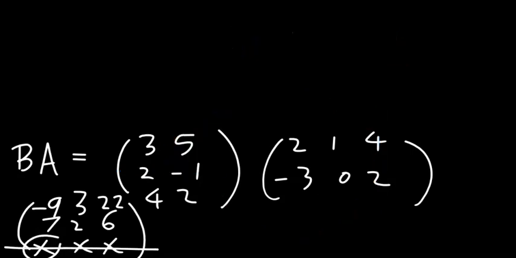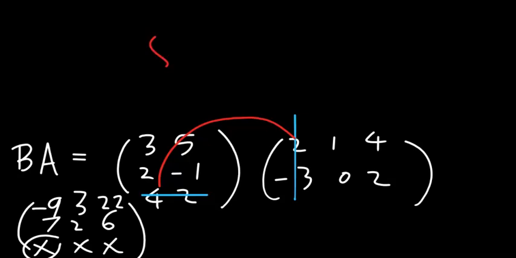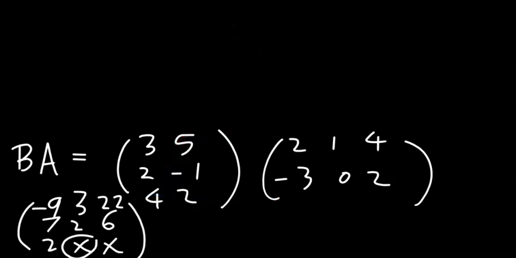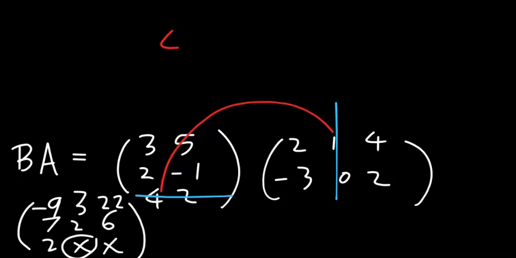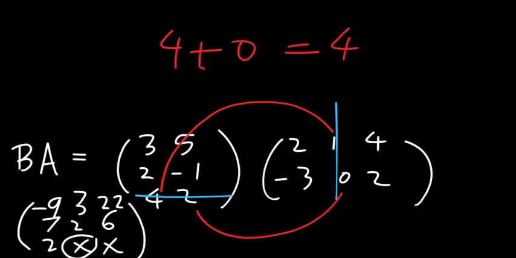It occupies the third row and the first column. 4 times 2, that is 8. 2 times minus 3, that is minus 6. So that's going to give you a 2. Now that element, third row and the second column. So that means the third row of the first matrix and the second column of the second matrix. 4 times 1, so that is 4. 2 times 0, that is 0. So the answer is 4.